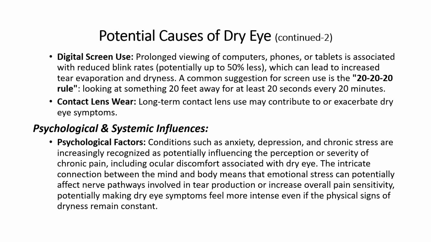Psychological and systemic influences. Psychological factors. Conditions such as anxiety, depression, and chronic stress are increasingly recognized as potentially influencing the perception or severity of chronic pain, including ocular discomfort associated with dry eye. The intricate connection between the mind and body means that emotional stress can potentially affect nerve pathways involved in tear production or increase overall pain sensitivity, potentially making dry eye symptoms feel more intense even if the physical signs of dryness remain constant.